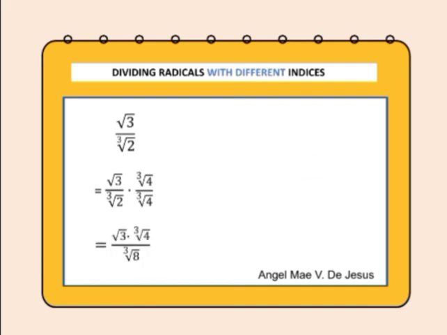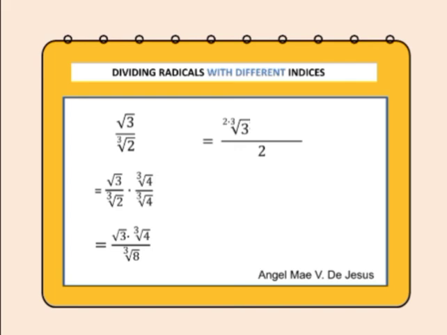Ayan, okay na yung denominator dahil cube root of 8 is 2. Kaso yung numerator ay hindi pa simplified. Ang gagawin lang natin ay una, kukunin ang LCM ng 2 and 3, which is 6. So, isusulat natin yung buong numerator na yan sa bagong radical na may indices na 6. Magiging ganito, 2 times 3 the square root of 3.